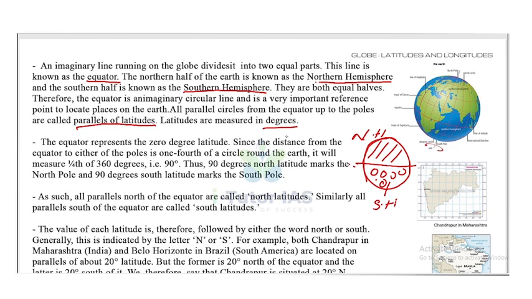Now, the equator represents the 0-degree latitude. So we know what the equator represents: 0-degree latitude. This is 0 degree. The equator is always 0 degree. 0-degree latitude is called the equator.